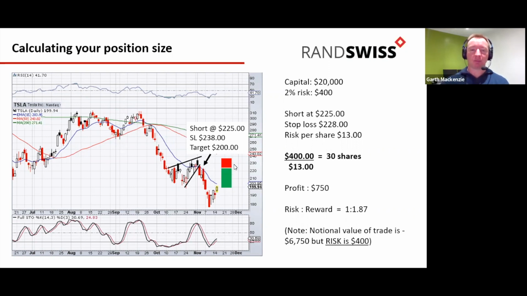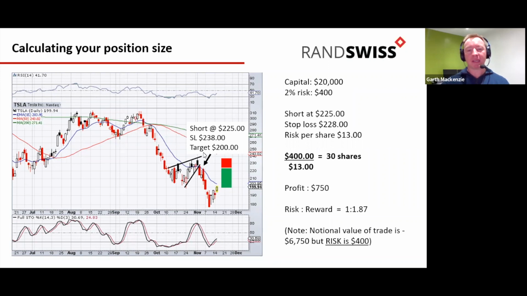So for illustrative purposes here, I've suggested that we went short at $225, which is the breakdown below the bottom of that rising wedge, with a stop loss above the highest point in the wedge before the breakdown occurred. So I've worked it at $238 per share. And your typical move for a rising wedge is to see a move to the previous low, but often more than that, as was the case here. It did go below, but I've suggested that we'll look at a profit target of $200 on the downside.